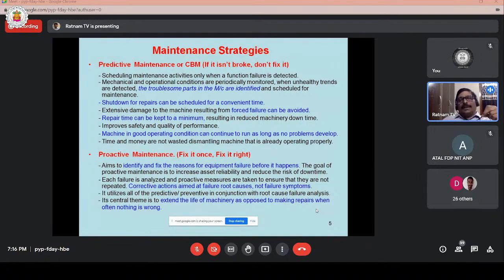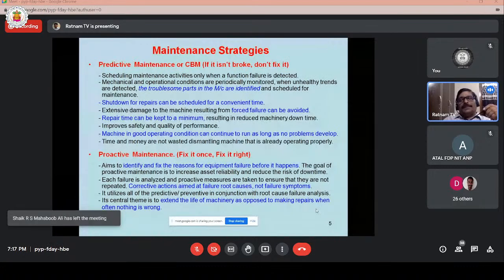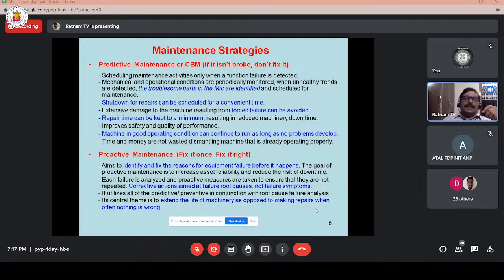Corrective actions aim at failure root causes and not failure symptoms. Like, a failure symptom is some bearing has failed. In predictive maintenance, only the bearing will be replaced and the machine will be assembled. So the other root cause may not be addressed in that case. In proactive maintenance, this root cause can be identified and fixed for avoiding further failures.